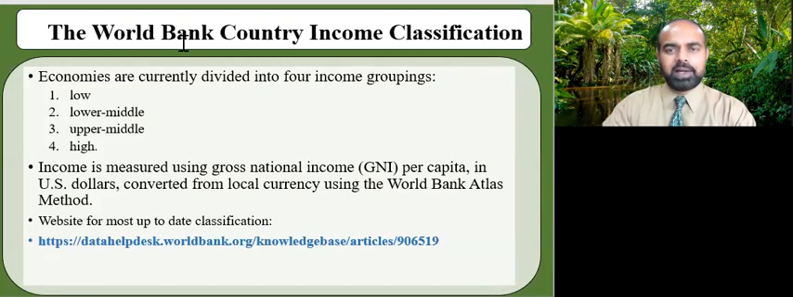The World Bank classifies nations by different income classifications. Currently, it has 4 income groupings. Nations are classified as low income, lower middle income, upper middle income, or high income based on specific income measures. Income is measured using gross national income, or GNI, per capita in US dollars converted from local currency using the World Bank Atlas method. You can go to these websites to see specific countries and what income classifications they fall under.